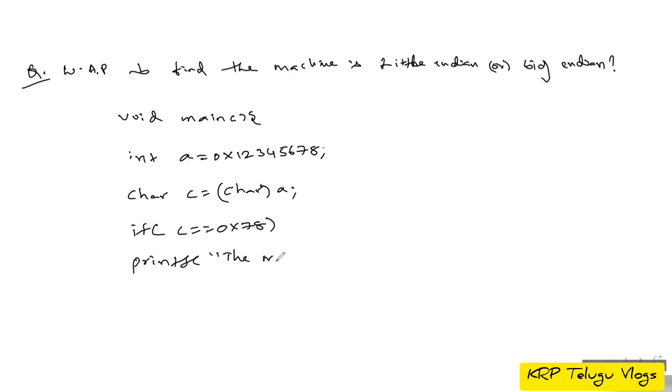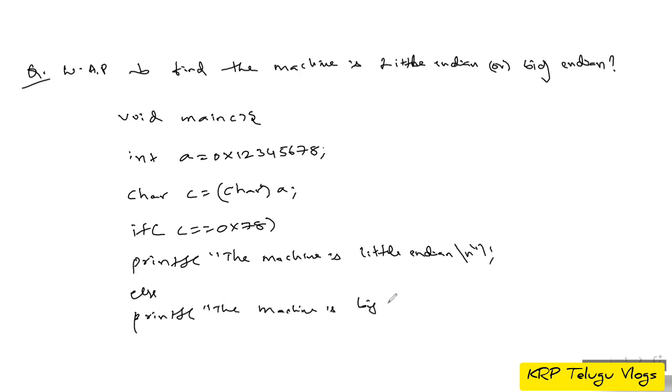Printf, the machine is little endian. Else, printf, the machine is big endian. WOP means write a program. Write a program to find whether the machine is little endian or big endian.